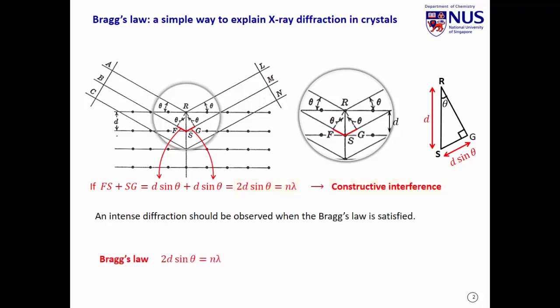Now we have arrived at Bragg's law, which describes the relation between the Bragg angle theta and the d-spacing of the lattice planes for a constructive interference to occur. 2d sine theta equals n times lambda.